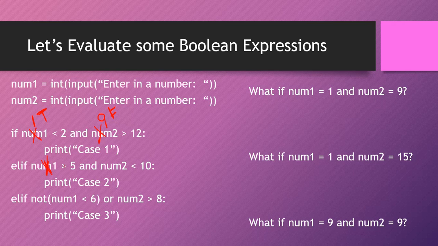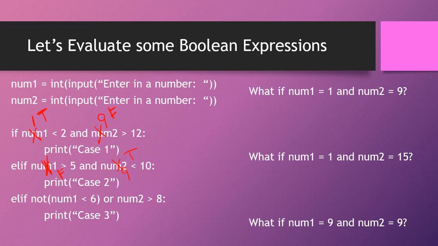Is 1 greater than 5? No, that's false, right? Is 9 less than 10? Yep, that's true. So now they're connected with an and again. So false and true. Well, that entire thing would be false, right? They have to be both true in an and for this to be happening. Let's check the next one.